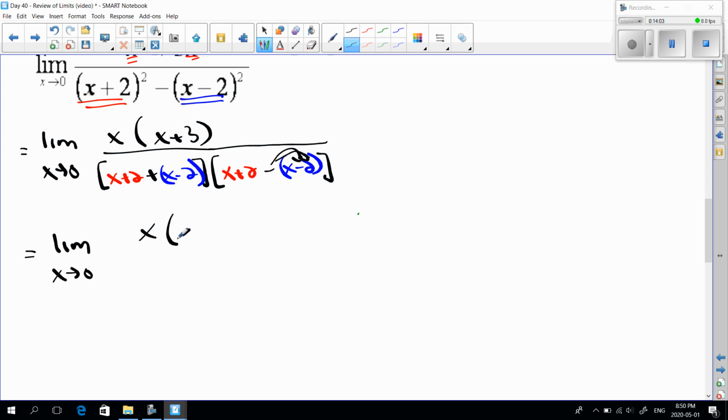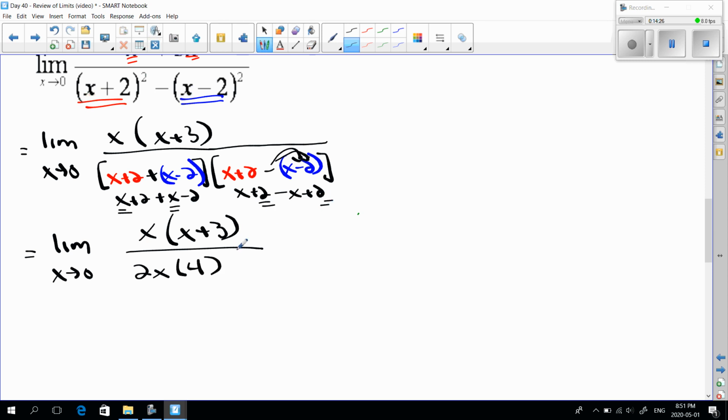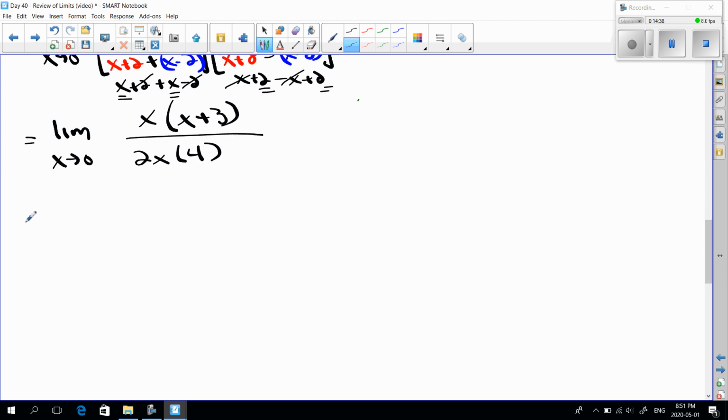So I've got x times x plus 3, over x plus 2 plus x minus 2. If you remove those brackets, this is what it would say. Group your like terms. You've got 2x. Here x plus 2 minus x plus 2. Group your like terms. 2 plus 2 is 4. The 2's went away here. The x's went away here. So I've distributed the negative.